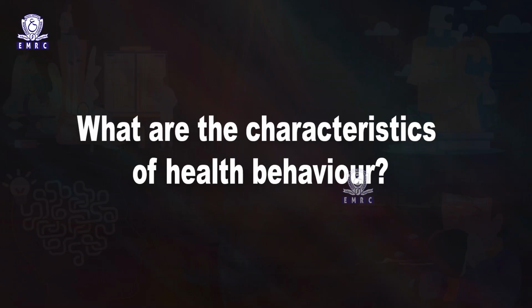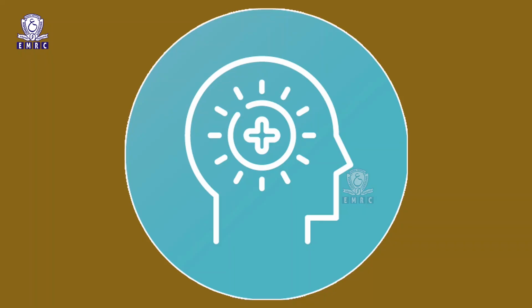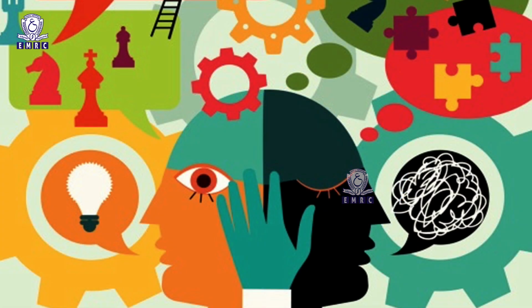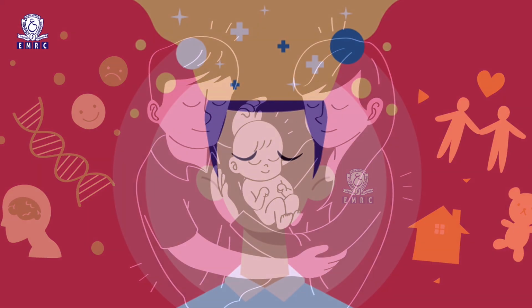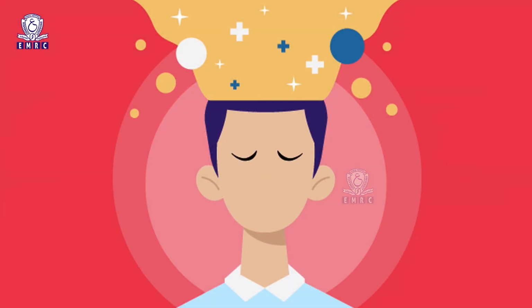Now let us see what are the characteristics of health behavior. The first characteristic feature we are going to talk about is that health behavior is complex in nature. This is because it is influenced by beliefs, environment and emotional state or traits of an individual. Further, health behavior is strongly influenced by psychological, cultural, social and emotional factors surrounding the individual. The second important feature of health behavior is its dynamic nature.